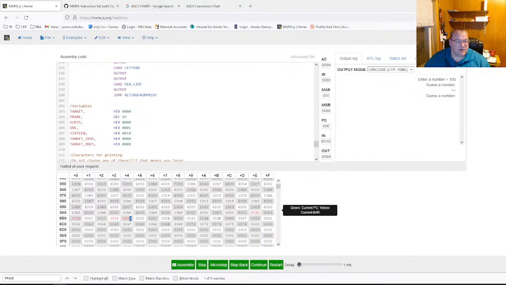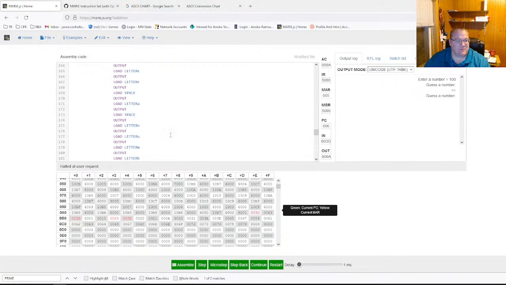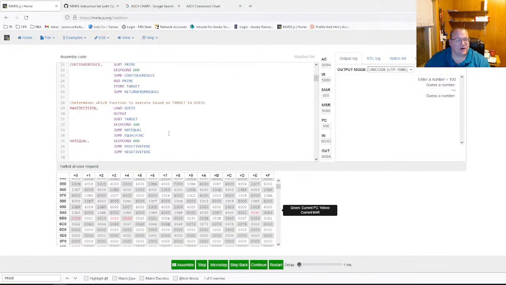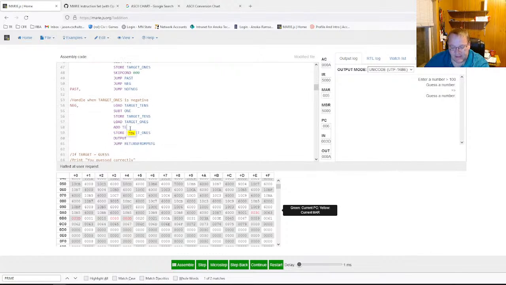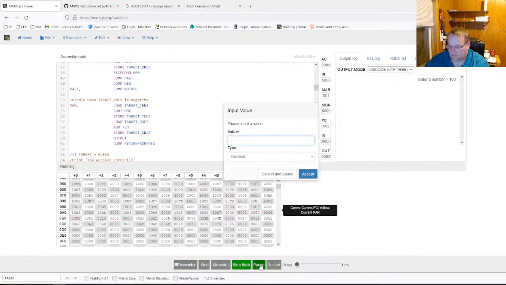Now, here's our problem, potentially. Oh, wait. Let's subtract 10 from this instead of 16. Let's go up here to where we were working. And not 16, but 10. And so let's subtract. And then this is 10. Assemble. Run. 555. 61.